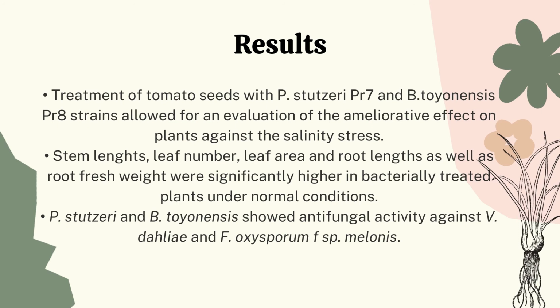Fifth, stem length, leaf number, leaf area, and root length as well as root fresh weight were significantly higher in bacterially treated plants under normal conditions. And the last one, Pseudomonas tatsuri and Bacillus thuringiensis showed antifungal activity against Verticillium dahliae and Fusarium oxysporum f. sp. melonis.